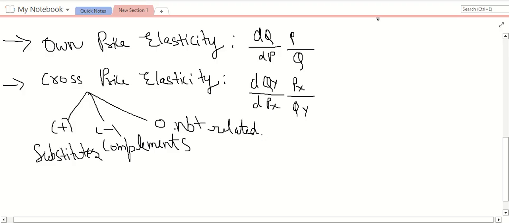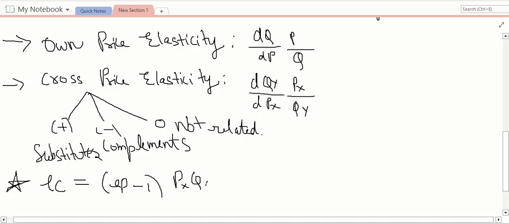Okay, now there is an interesting formula. We can prove it, but the proof is not really required. So we can write it, relating cross price elasticity and own price elasticity: cross price elasticity EC equals (EP, own price elasticity, minus 1) into Px into Qx upon Py into Qy.